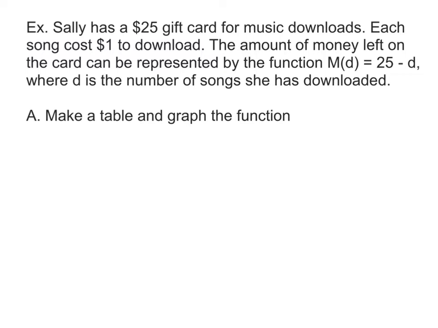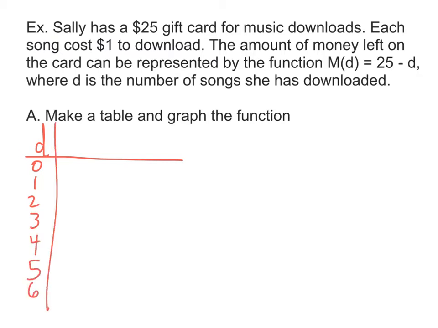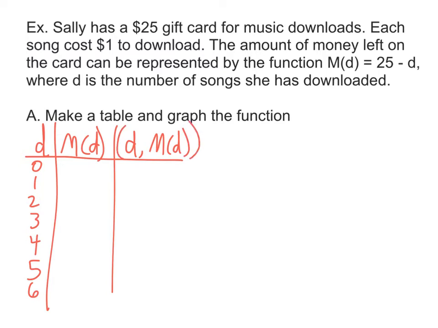First thing it asks me to do is make a table and graph the function. So I'm going to make a table where I have d, my amount of downloads: 0, 1, 2, 3, 4, 5. I could keep going. That's the amount of downloads. My function, m of d. And then I'm going to write it d, comma, m of d, so it's in my basic x, y form when I think of an ordered pair, okay?